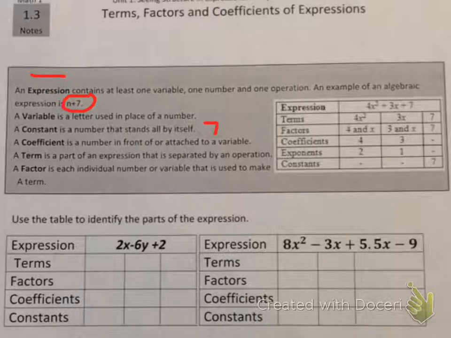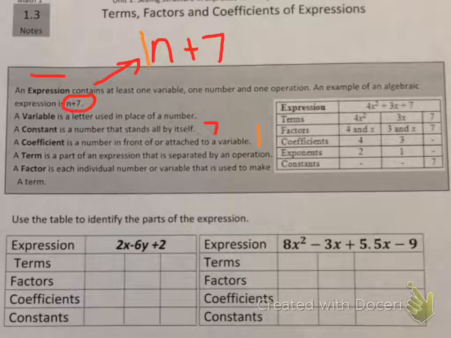A coefficient is a number in front of or attached to a variable. So up there in the case of the n plus 7, I want you to think about what number's in front of the n. How many n's are there? The number of n's that are there would be 1. There's one n there, so the number in front, or the coefficient on that variable, would be the number 1.